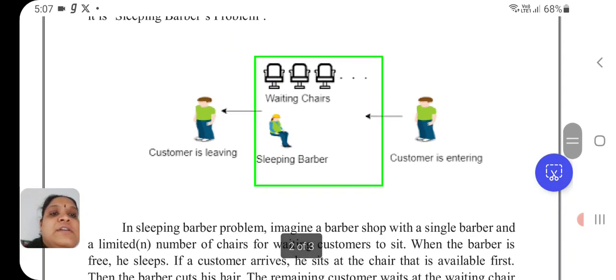image first. We already know what a barber shop is like. Customers will be entering here, and there will be chairs for waiting. Customers might be there, or they may not be there. And inside, one customer is being served, and another customer is leaving.